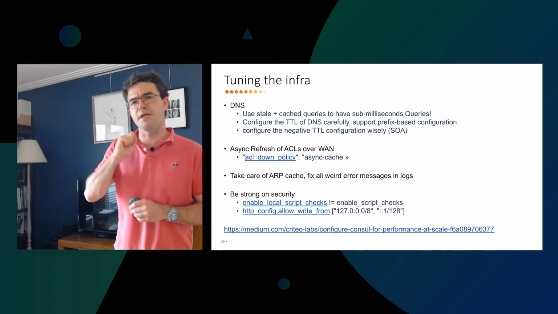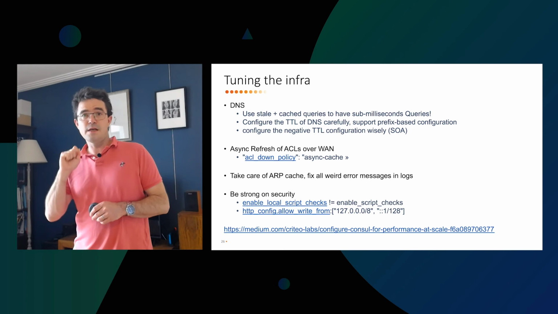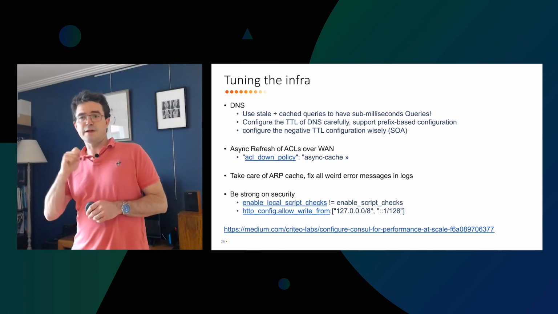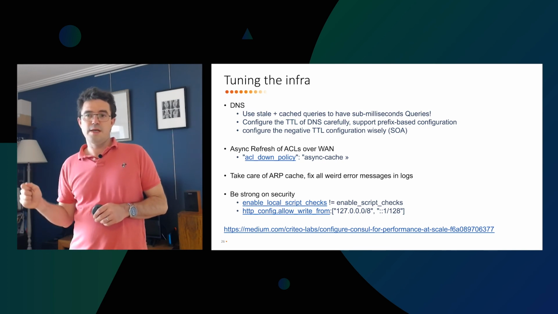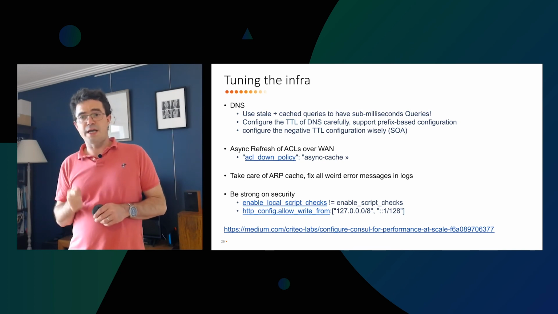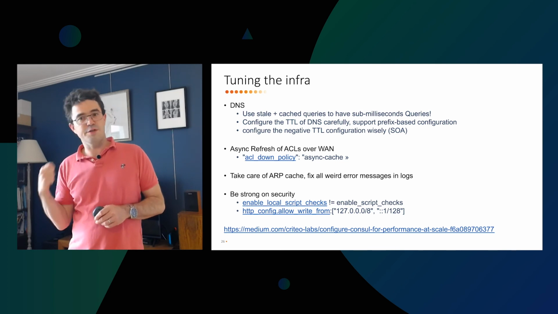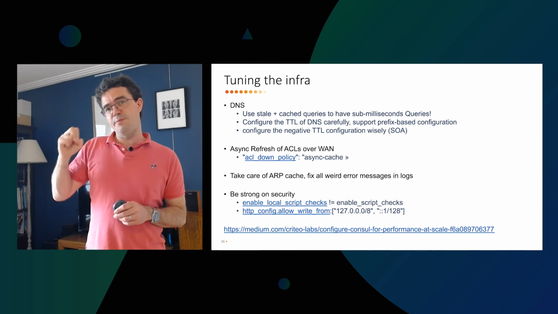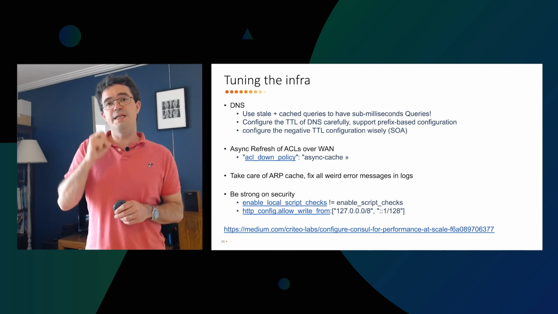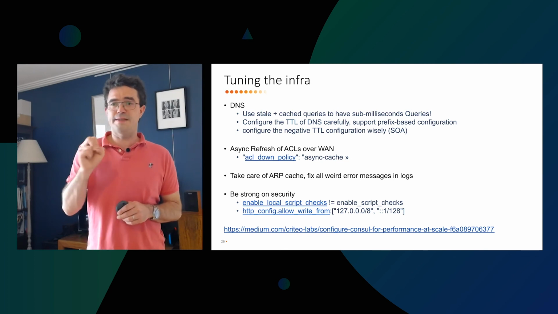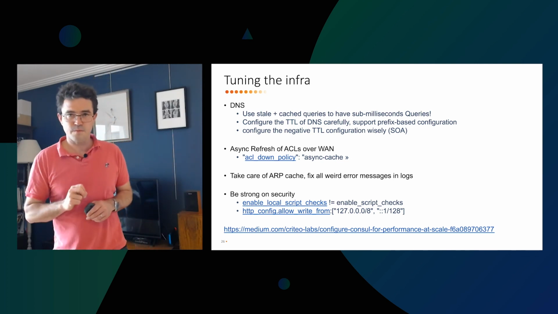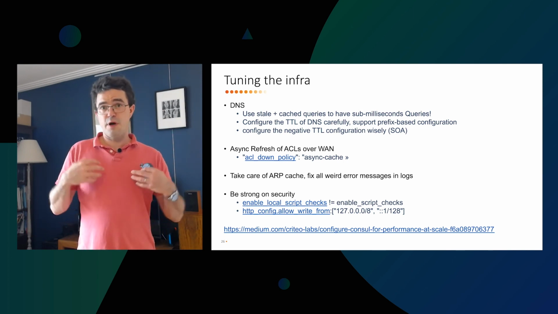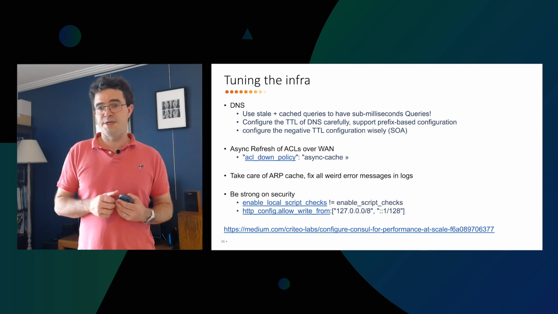Another key point regarding large-scale infrastructure is whenever you are using several data centers, you might want to use async refresh of ACL over one. This is support I added in a old version of Consul, but it's not the default. And it allows you, whenever your link between your data center are weak, to still have very, very good performance. So use async cache for ACL down policy. Of course, take care of the ARP cache. If you are using large data center, you might be hit by that.